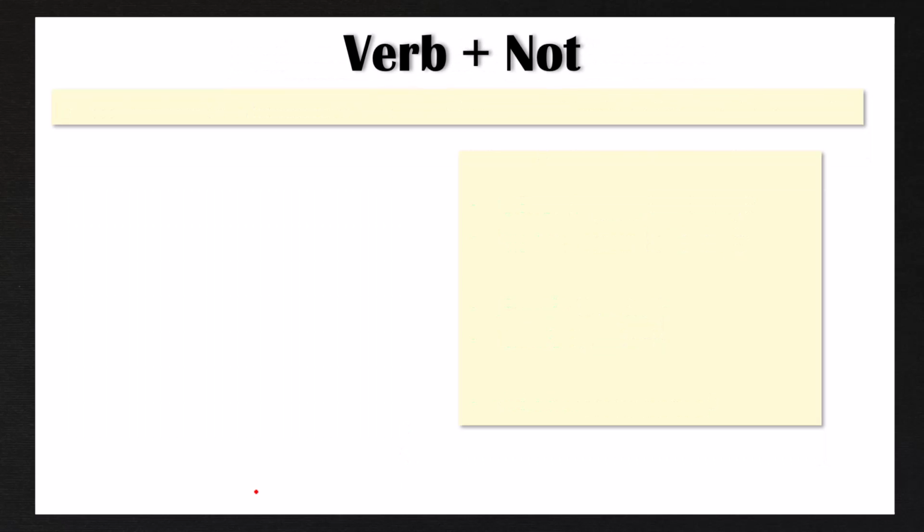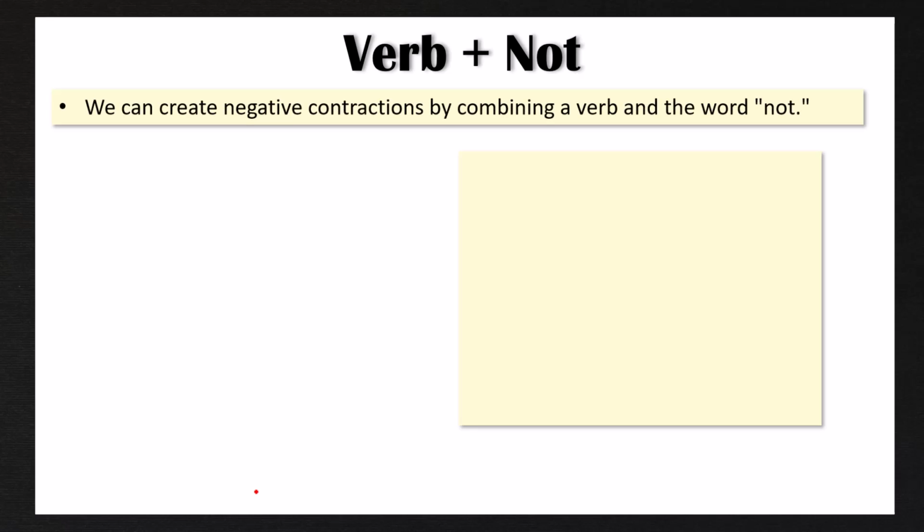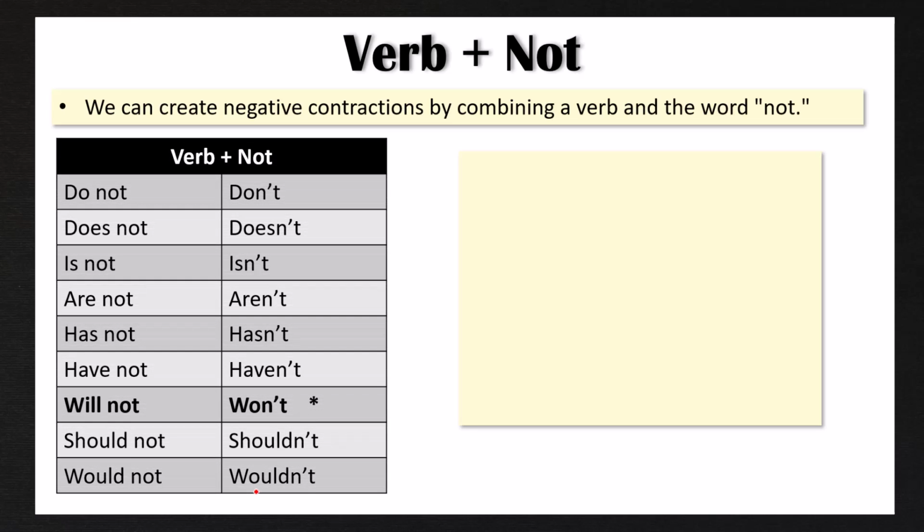We can also form contractions with a verb plus not. So we can create negative contractions by combining a verb and the word not. For example, do not becomes don't. Does not becomes doesn't. Is not becomes isn't. Are not becomes aren't. Has not becomes hasn't. Have not becomes haven't. Will not becomes won't.